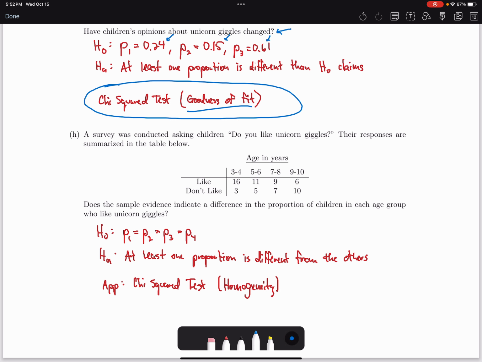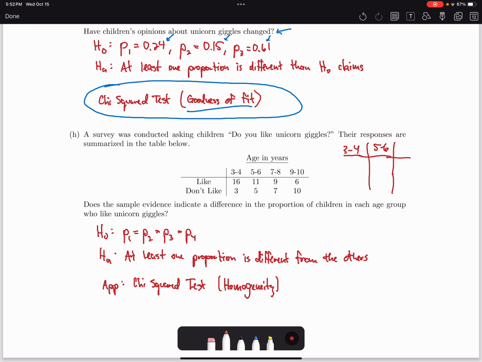It's already summarizing how many of the 3 to 4 year olds like unicorn giggles and how many of the 7 to 8 year olds didn't like unicorn giggles, right? So it's not raw data. The raw data would have been a list of yeses and nos. Actually, the raw data would have been 4 columns. There would have been a column for the 3 to 4 year olds, a column for the 5 to 6 year olds, and so forth.